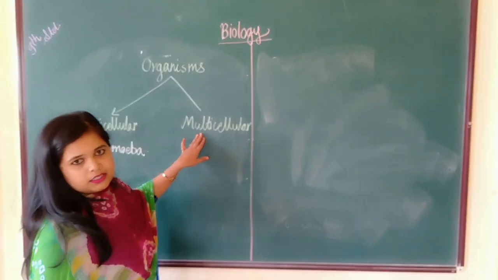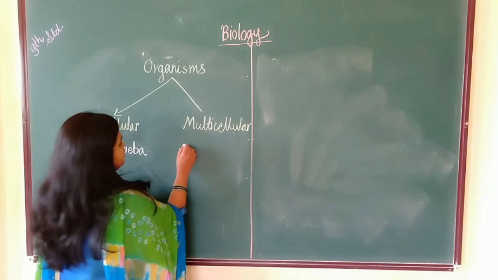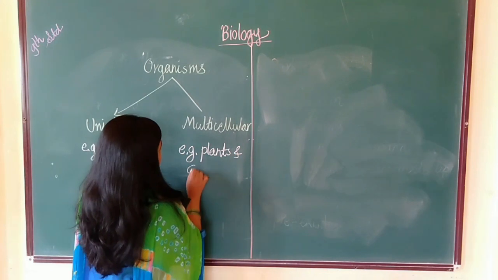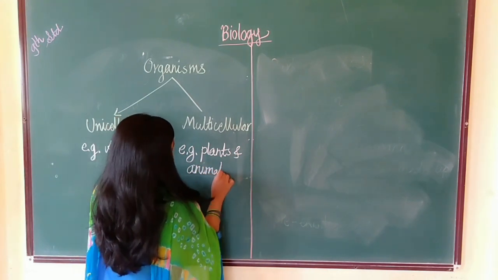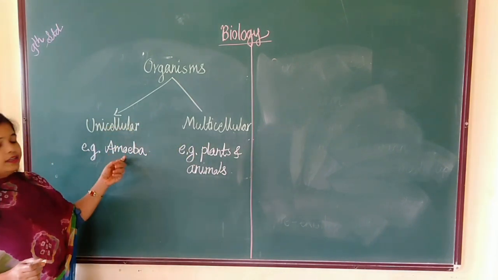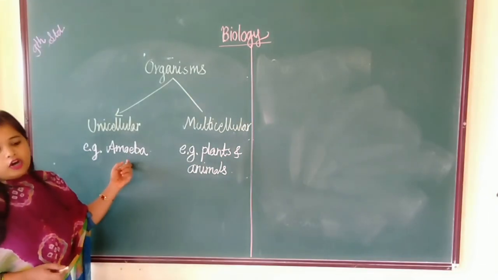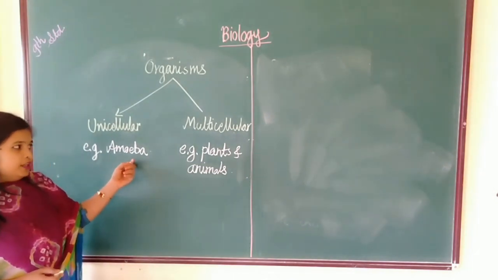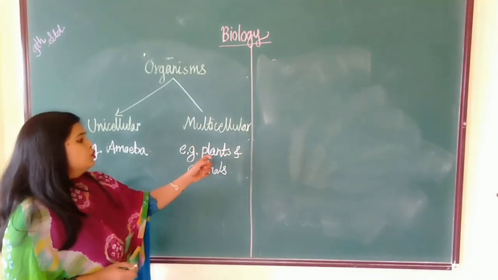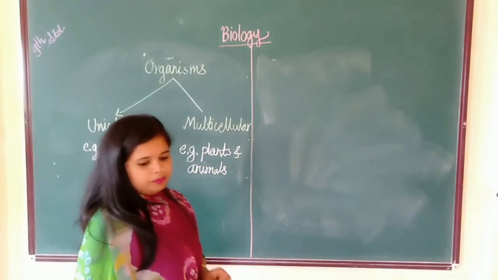Multicellular. Multi means many. So the body of these organisms is composed of many cells. For example, most of the plants and animals around us are multicellular organisms. What is the difference between unicellular and multicellular organisms? Unicellular organisms, uni means single, means their body is composed of a single cell. So all the activities are performed by the single cell only. While in multicellular organisms, their body is composed of many cells. So there are specialized cells for performing the different functions of the body.